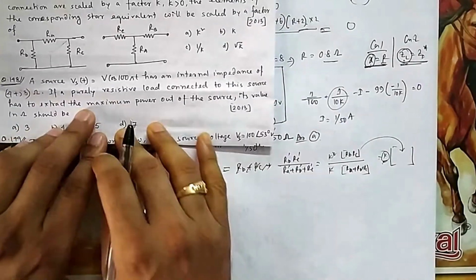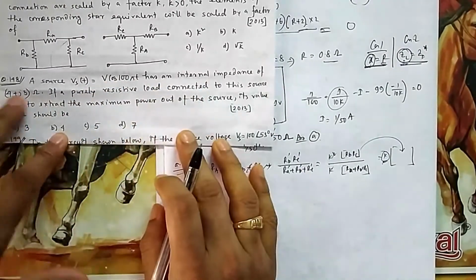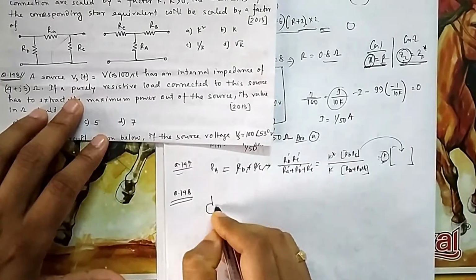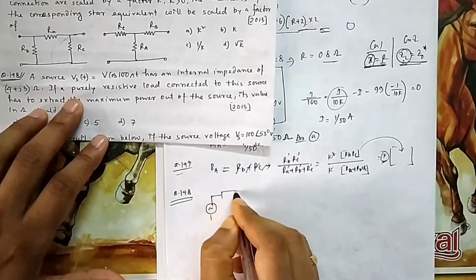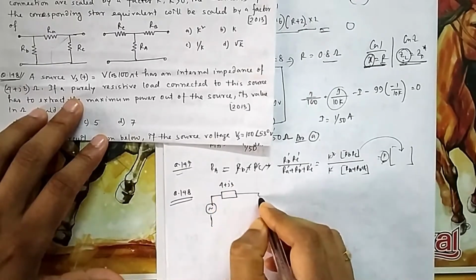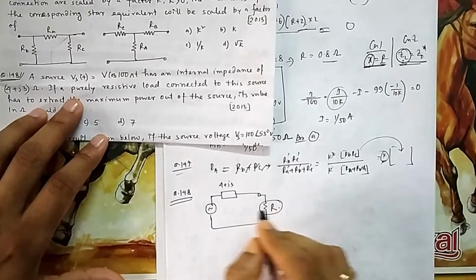So in question 148, a voltage source Vs has an internal impedance of 4 plus j3, and a purely resistive load is connected. So this one we have mentioned earlier, because the source is 4 plus j3, the source is Z, so you don't have a direct formula for that because the load is R. What was the direct formula you have?